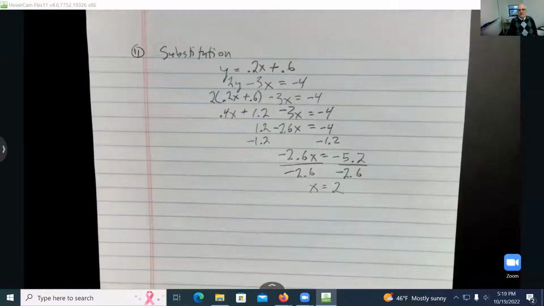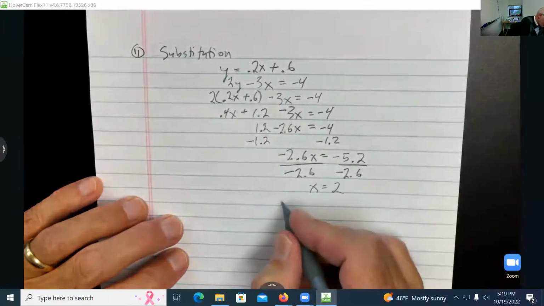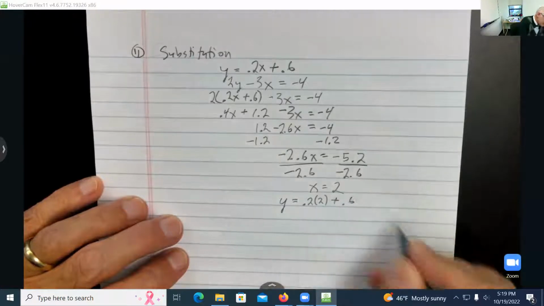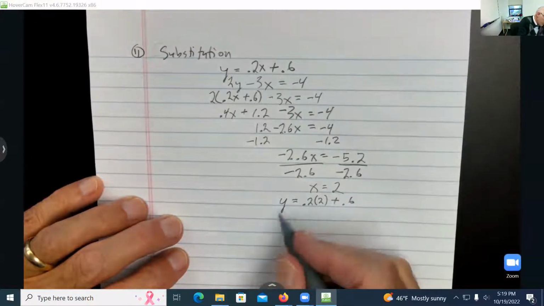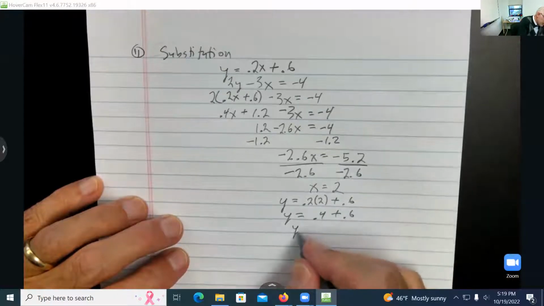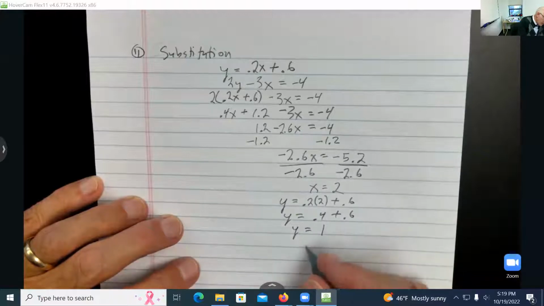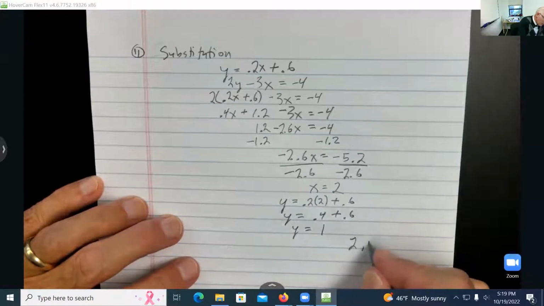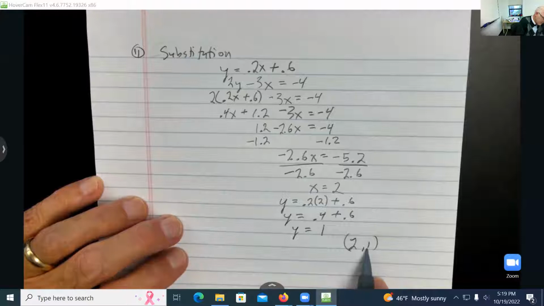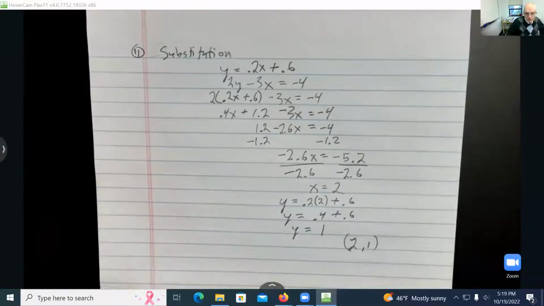And now I'm going to be substituting that back in to the first equation to find y. y is equal to 0.2 times 2 plus 0.6. 2 times 0.2 is 0.4. 0.4 plus 0.6 is 1. So I have the ordered pair 2, 1. Make sure that you put x in the first position and y in the second position. Now I'd like to do the check 2 ways. The first way I'm going to check it is with Desmos. So let's jump over to Desmos.